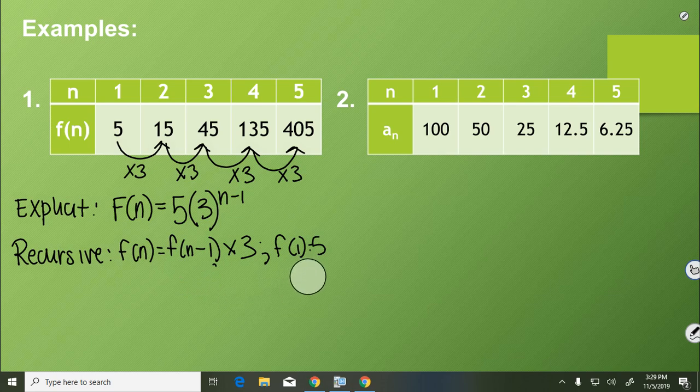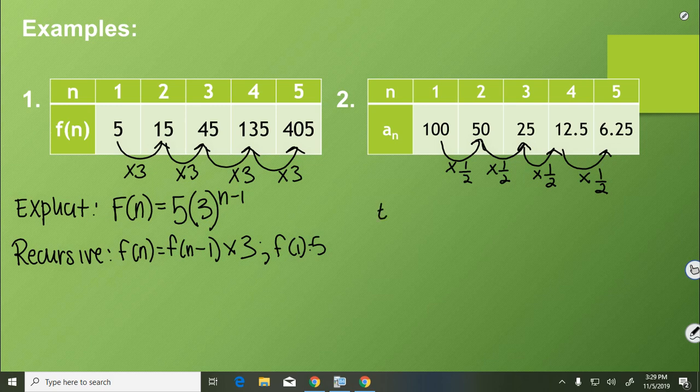Looking at the second example, again, looking for a pattern. 100 to 50 is being multiplied by a half or divided by 2. 50 to 25 is being multiplied by a half as well. 25 to 12 and a half, again times a half. And 12 and a half to 6 and a quarter, again times a half. Again, confirming that this is a geometric sequence because we're multiplying.